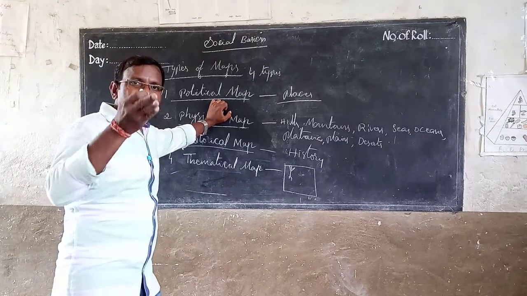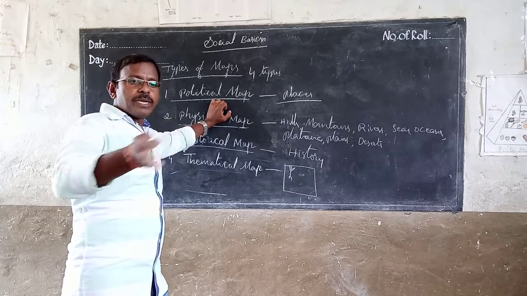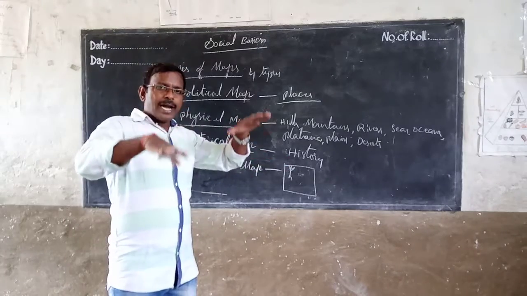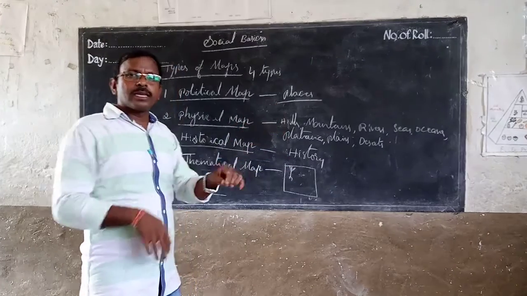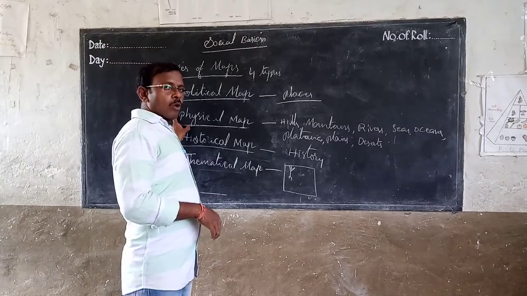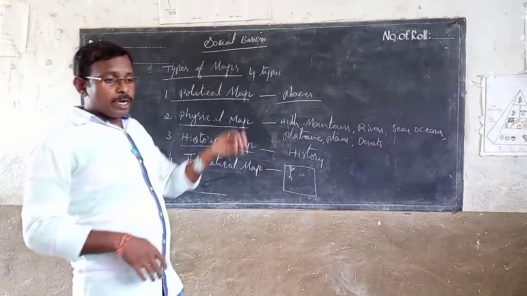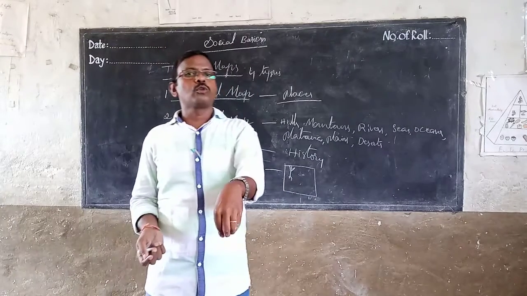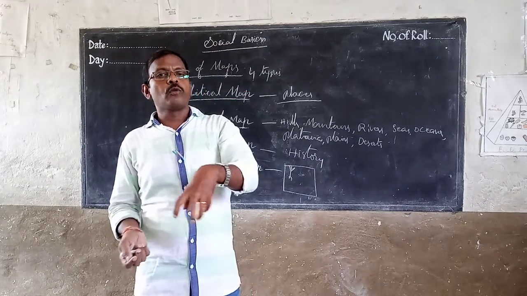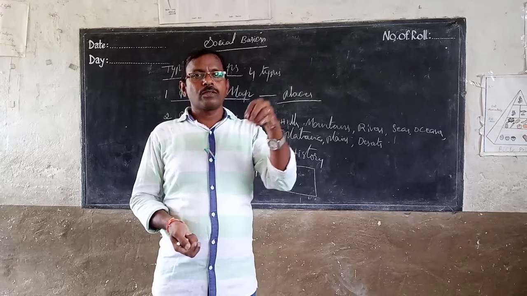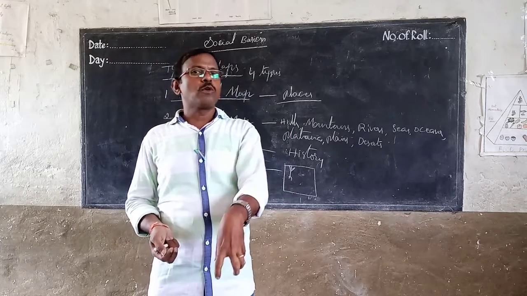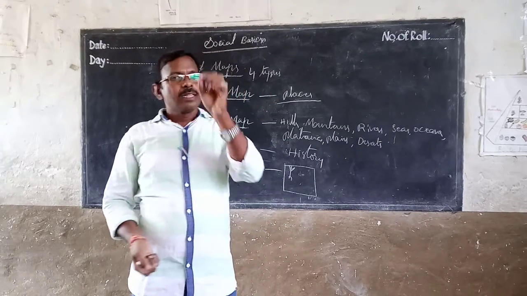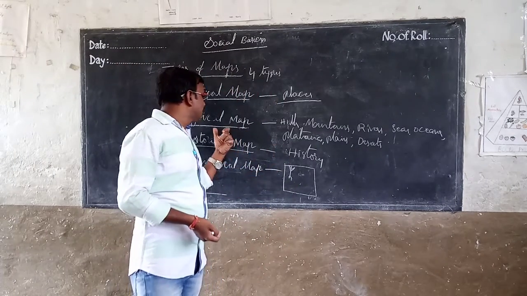And if we want to construct a dam from one place to another place, how to construct the dam. Whatever ups and downs are there in the heights, everything we can know by the physical maps. And where water is available, underground water, how deep we have to go to construct wells or bore wells, how deep we have to drill the pipe. These things we can know by seeing this physical map.